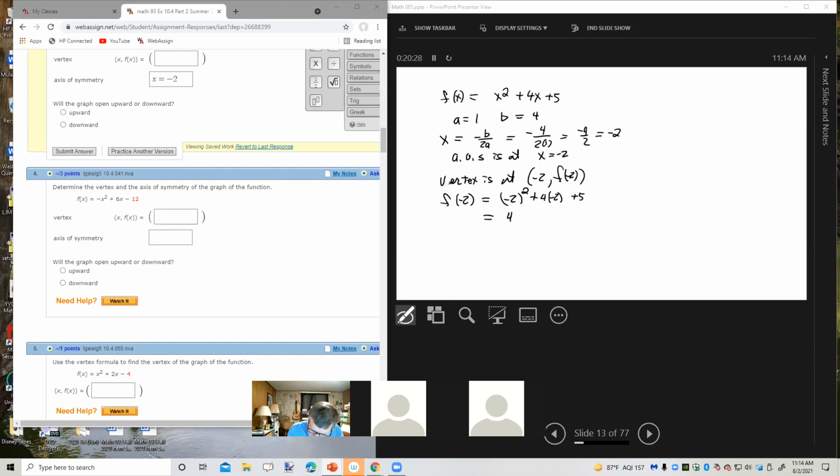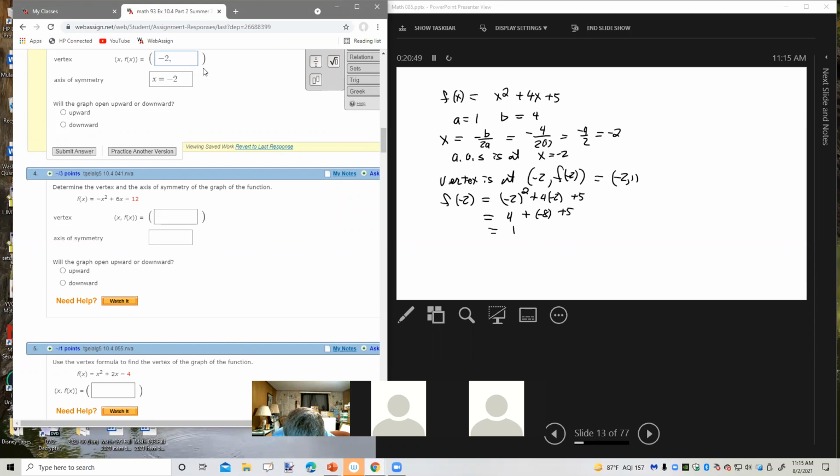Negative 2 the quantity squared is 4. So 4 plus negative 8 plus 5. 4 plus 5 is 9, plus negative 8 is 1. So the vertex is at negative 2, comma 1. Okay. Negative 2, comma 1.